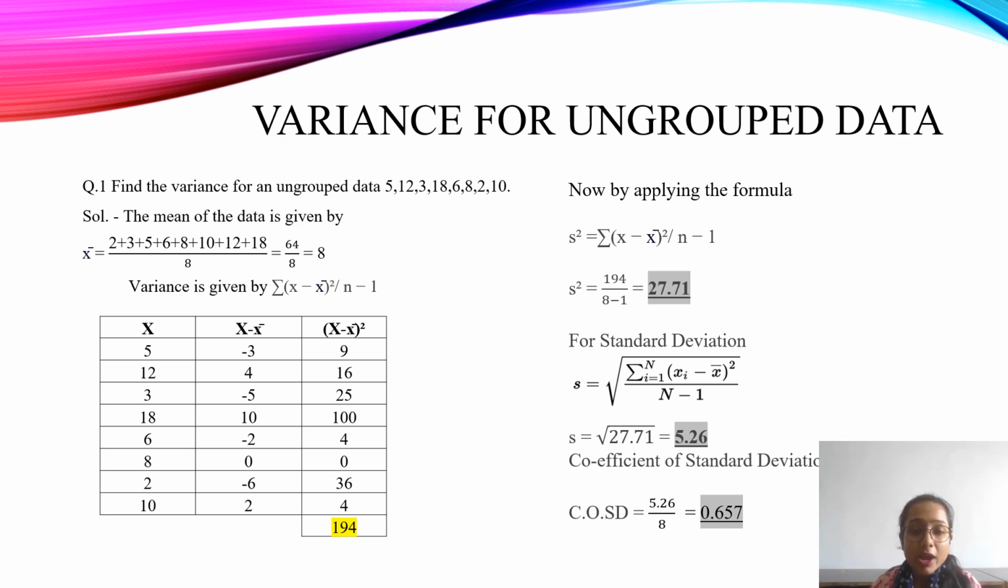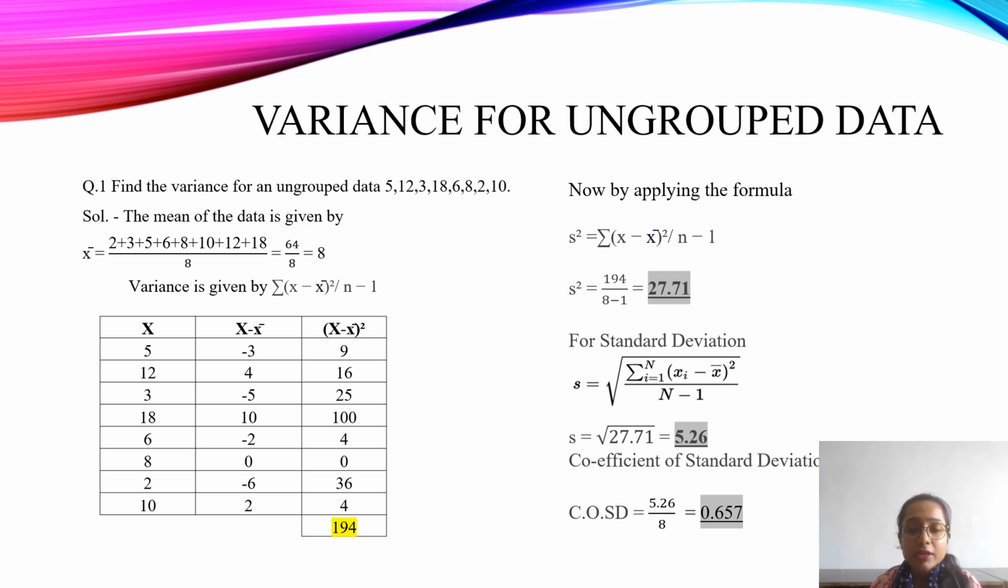Then you have to square the values due to the formula. So it is x minus x bar whole square. After getting all the values, you square them. So 3 into 3 is 9, 4 into 4 is 16. This is how you are going to square it. After squaring all the values, add them and get the sum. So it is 194, and the number of observations n is 8. Put all these values in the formula and you will get your answer as 27.71.